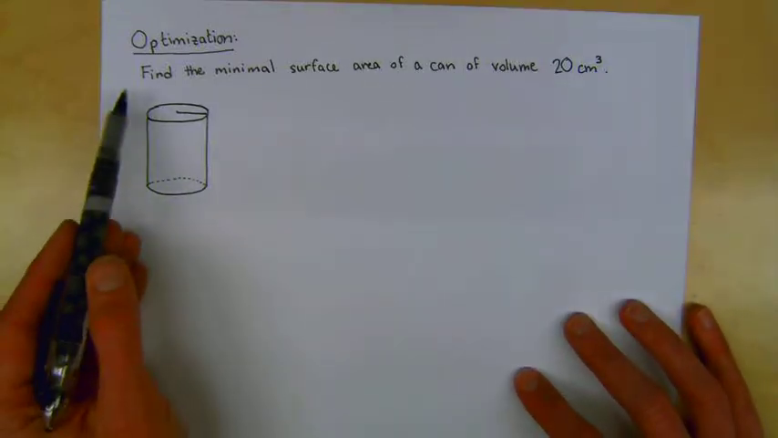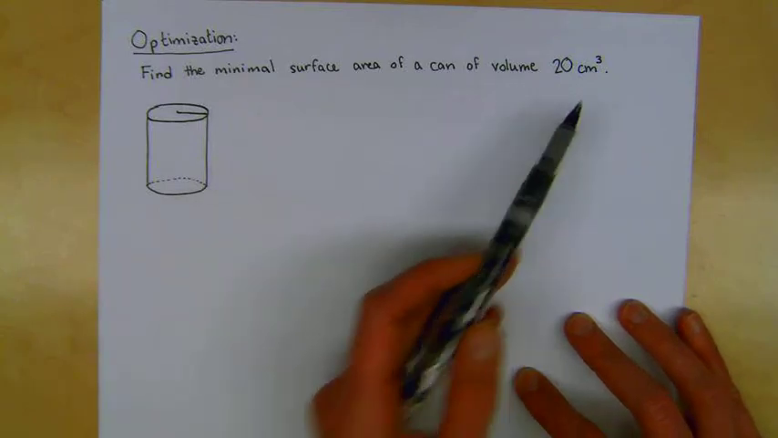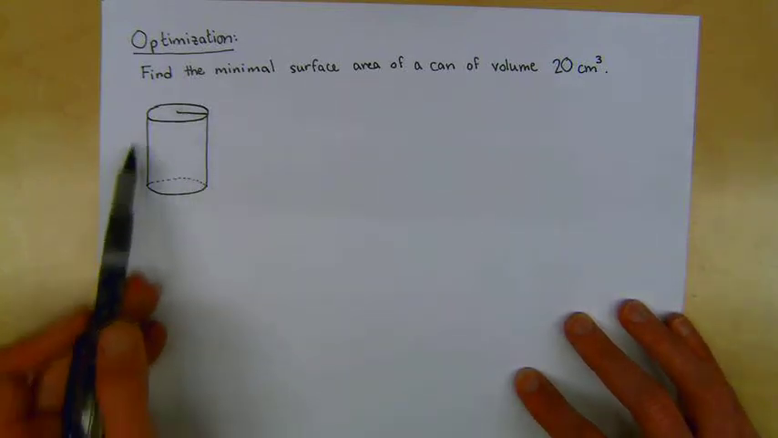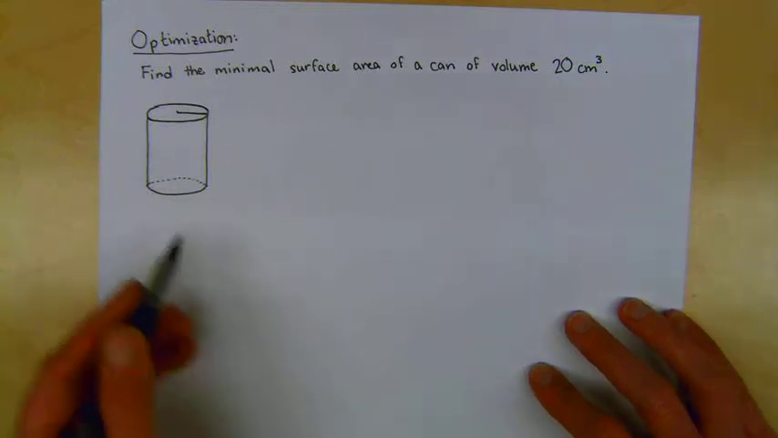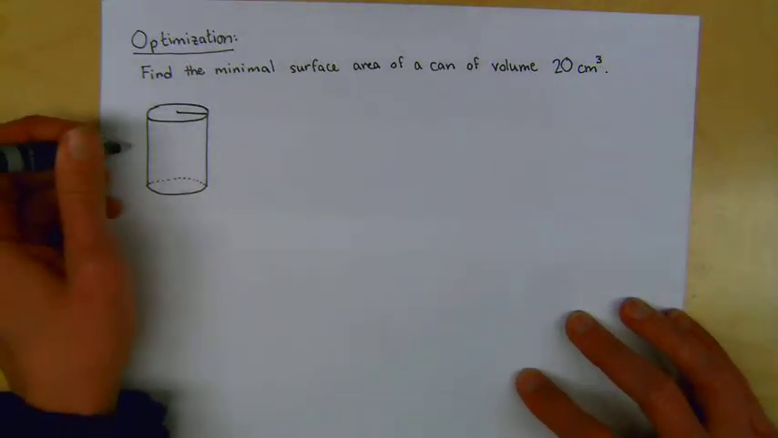So let's optimize by finding the minimal surface area of a can of volume 20 centimeters. And the first thing we need to do is find out, well, what is the surface area of a can? We have the top circular piece, a bottom circular piece, and we have this height.